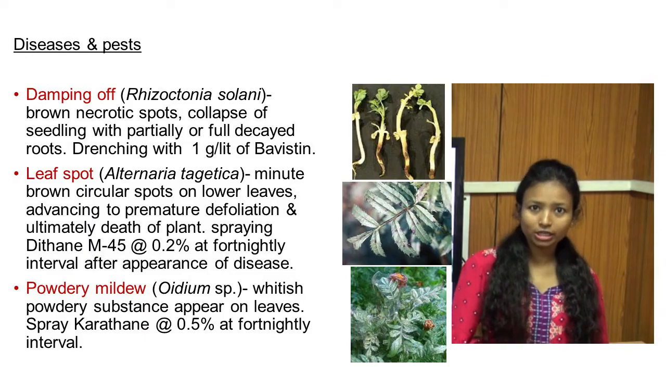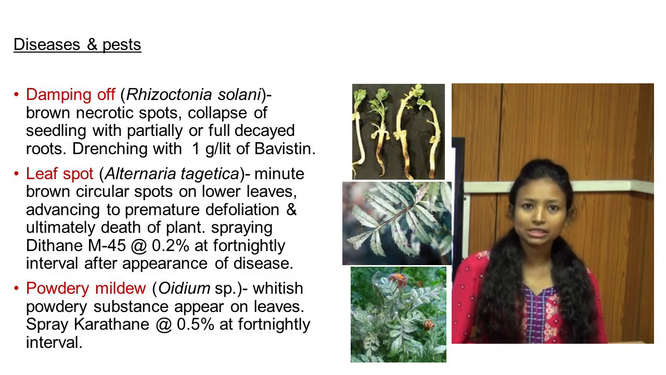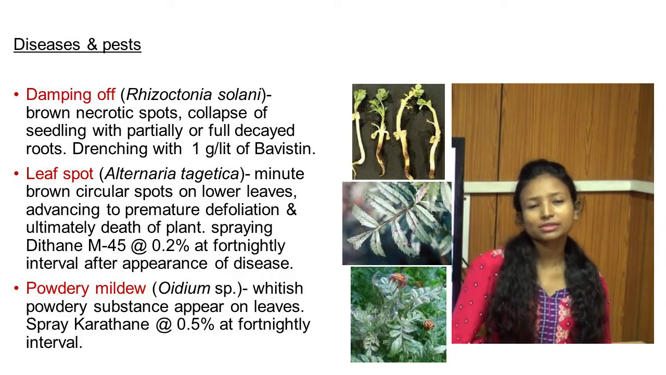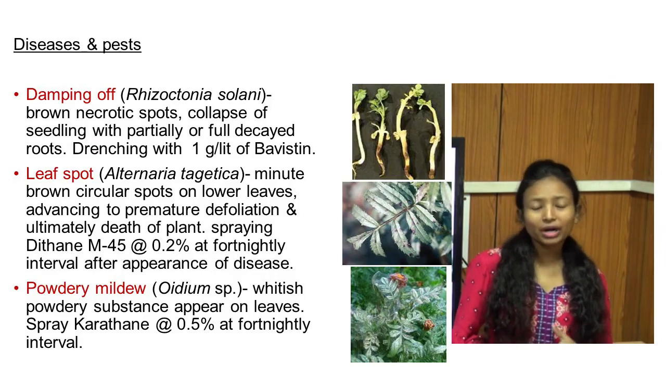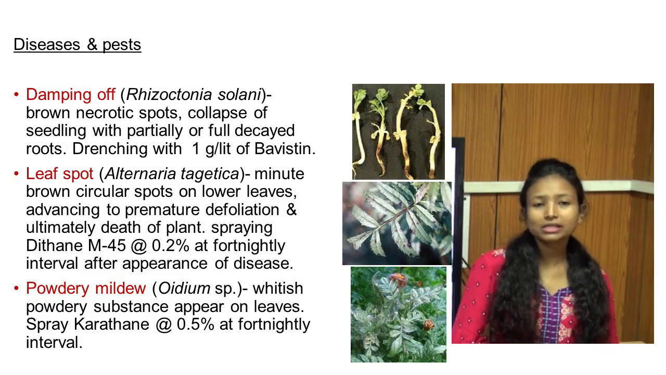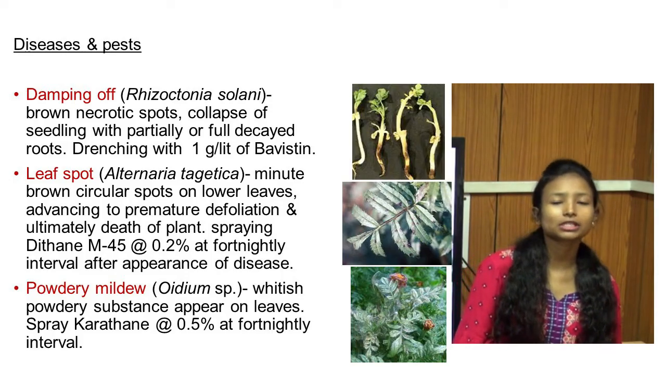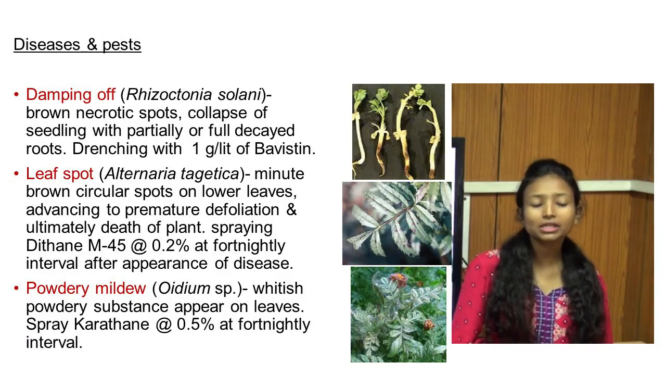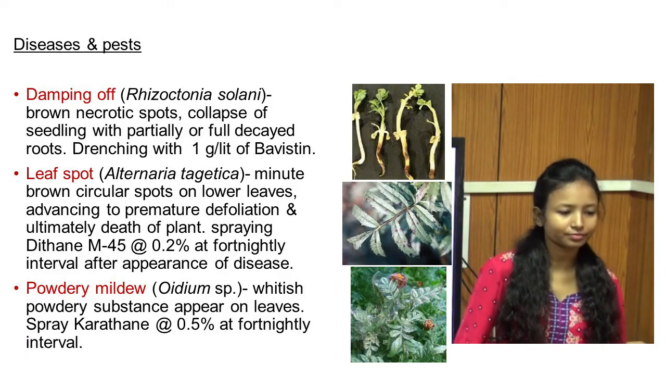Next, third disease is powdery mildew. It is also a foliar disease which is caused by Oidium species. In this, white powdery substance appears on plant parts and covers the whole plant. You can find the plant fully covered in white powder, and it is mainly controlled by sulfur-based fungicides such as Karathane, which is applied at the rate of 0.5% at 15 days interval.